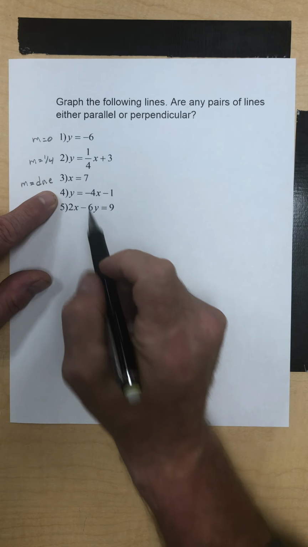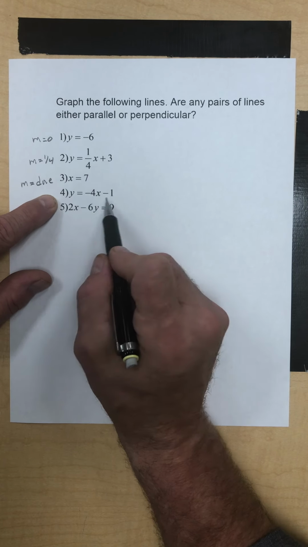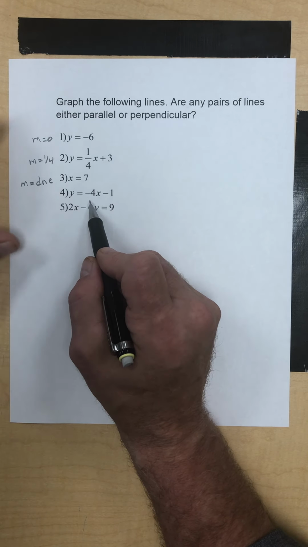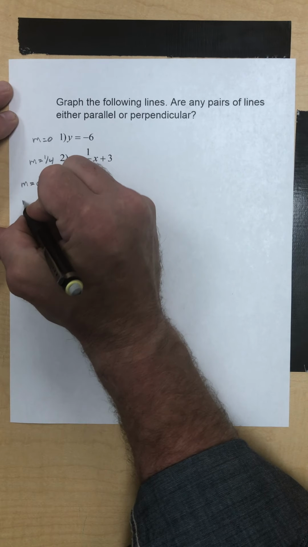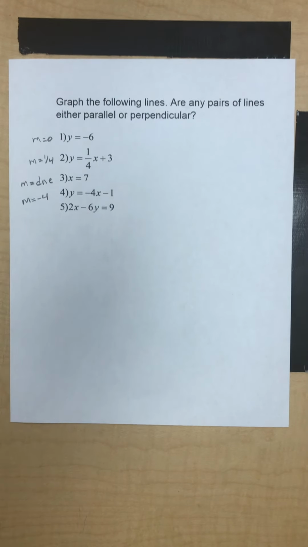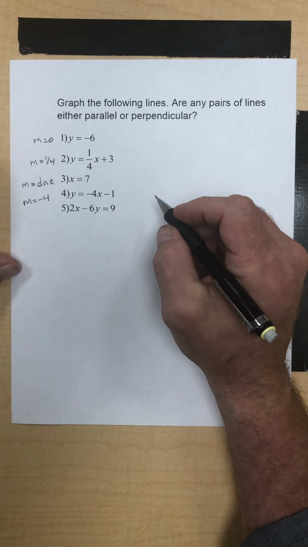Okay, so let's see again. This line right here is in slope-intercept form. I know that because the y is isolated, so it's like y equals mx plus b. So the slope here is -4. Okay, and then this last guy is not in slope-intercept form.